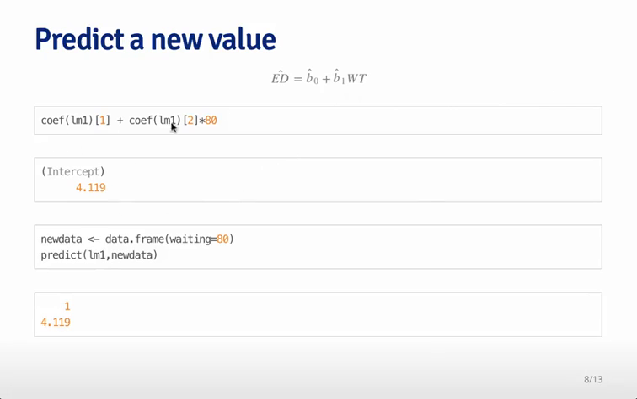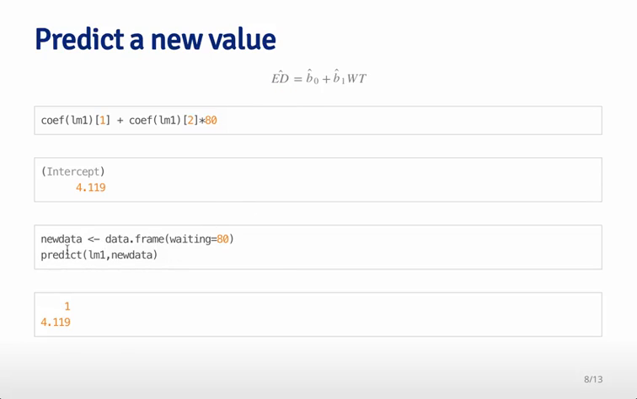To extract those values from the linear model object, you can use the coef command, which gives you the coefficients, which is the name that we use for these two variables, the estimates for those two variables. And so coef(lm1)[1] will give you the intercept value, beta hat 0, and coef(lm1)[2] will give you beta hat 1, the value fit for the waiting time. And then suppose we have a new waiting time that's 80, then the prediction that we get out is 4.119 as the time for the eruption duration.